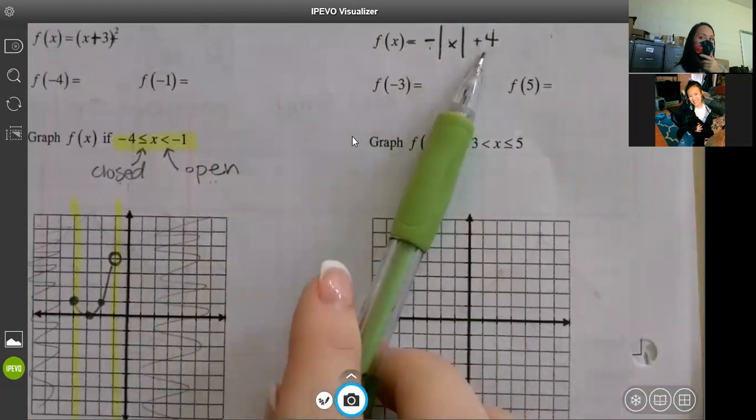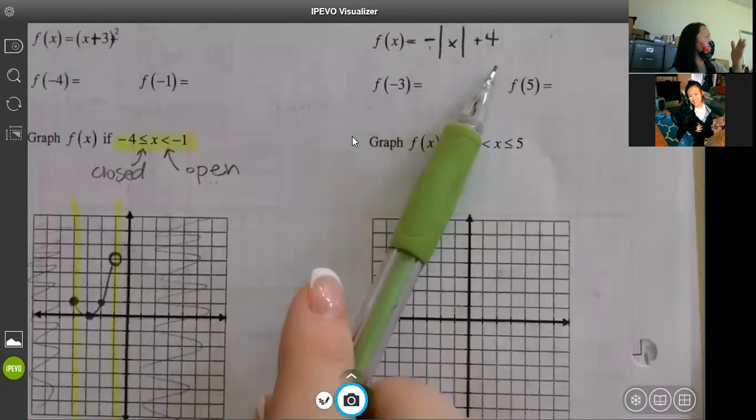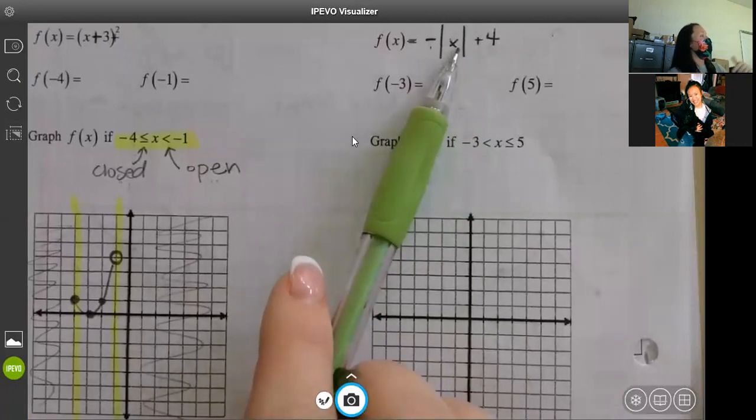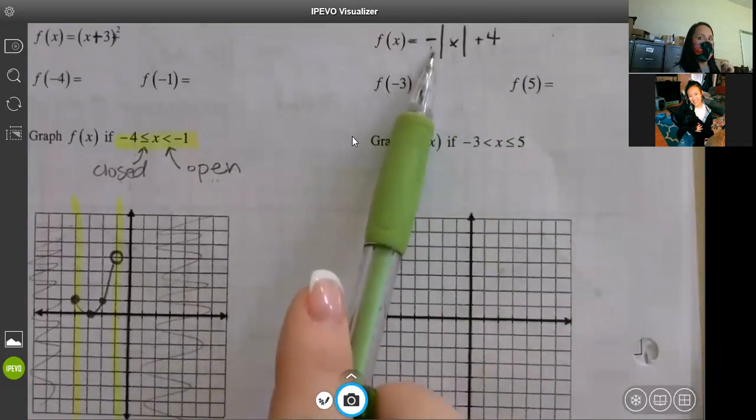What's the +4 do? Not right, but it's on the end, so it's going to be up 4. If it were inside, that would be your right or left. Remember, when we take it out of those parentheses or anything, when we take it away from x, we change the sign, okay? So this one would just be 0. It's fine. What does this negative do?